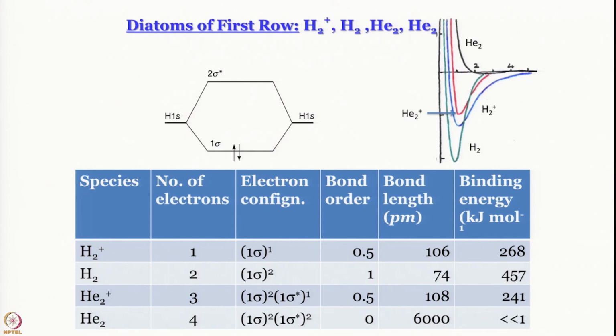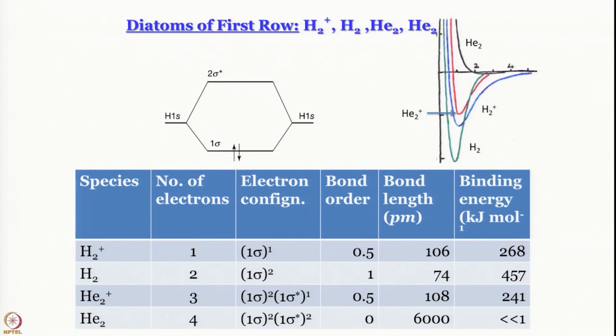And what about He2? Well, bond order is 0, you do not even expect it to form. But if you look at this graph, there is something, isn't it? There is a little shallow trough. All these are much bigger troughs. H2 is the deepest, followed by H2 plus, followed by He2 plus. He2 has a minimum for a much larger internuclear separation, 6000 picometer, but there is a minimum. Binding energy is very small, much less than 1 kilojoule per mole, but it is there, it is not 0. Where has that come from?